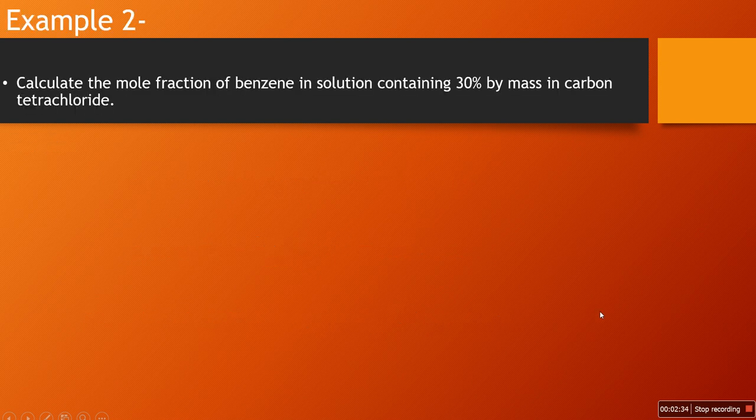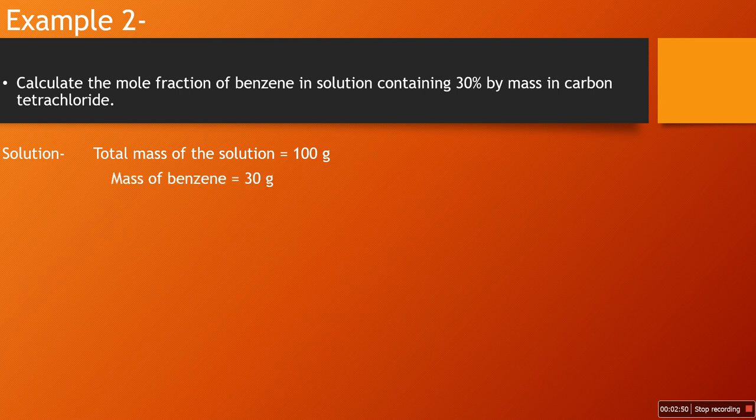in which we have to calculate the mole fraction of benzene in a solution which contains 30% by mass benzene in carbon tetrachloride. So firstly we can take the basis. We can assume that the total mass of the solution is 100 grams. Then the mass of benzene is given in the question, which is 30 grams. So we can calculate the mass of carbon tetrachloride, which comes out to be 70 grams.